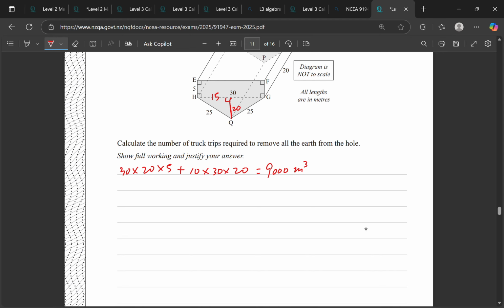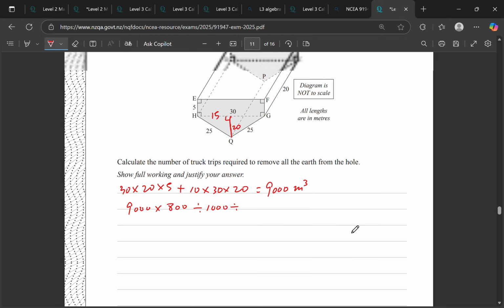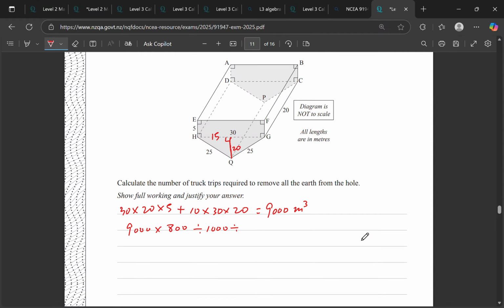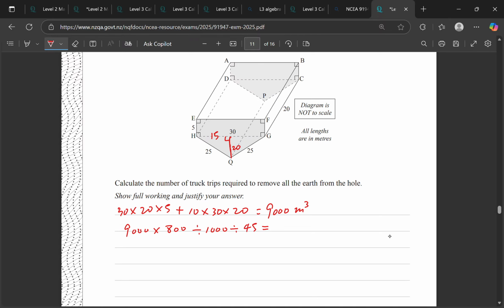So it says 1 cubic meter weighs 800 kilograms. So to find the kilograms, 9,000 times by 800, isn't it? And then because we have to convert that to tons, divide by 1,000, and then each truck trip can take up to 45 tons. So we divide by 45, which gives me the number of trips a truck will take, right? So that gives me 160 trips.